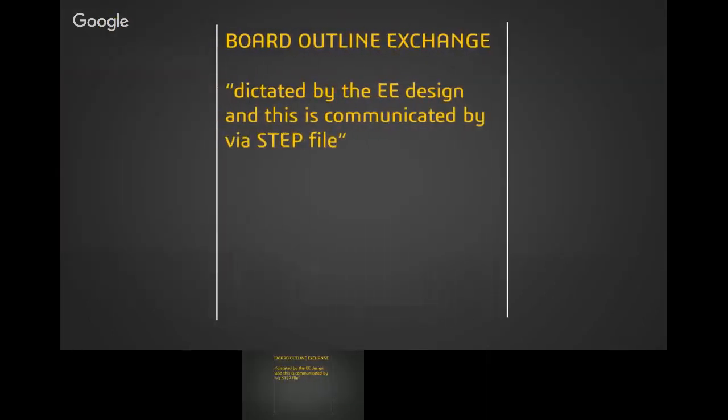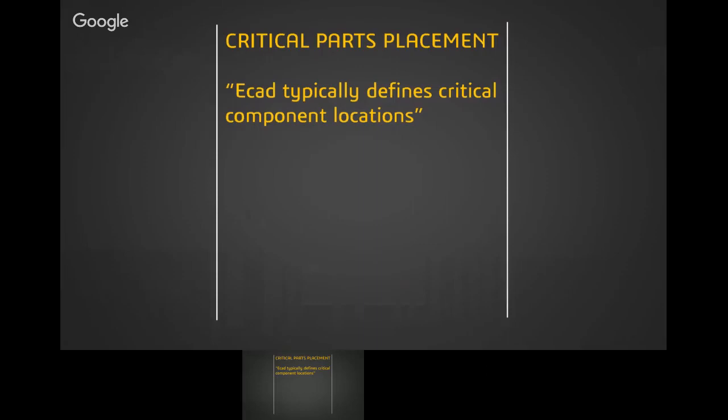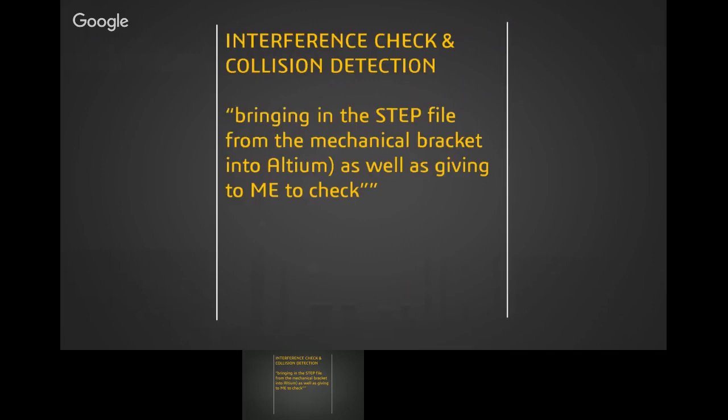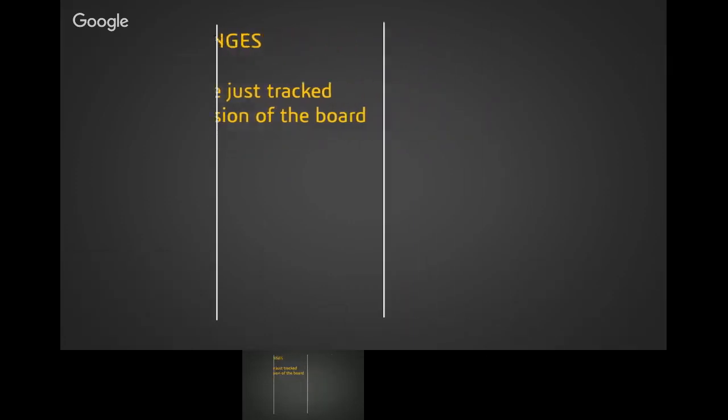Okay, so this is what you said, Robert, in your feedback. How do you exchange information? You get a step out. How do you define critical parts? ECAD typically defines critical parts' location. Okay, this is common. And again, I would imagine you send the step out from Altium. For interference, we bring the step from the mechanical bracket into Altium, as well as giving it to the ME to check it back. And last but not least, how do you keep track of changes? We track through version control, per ME part.